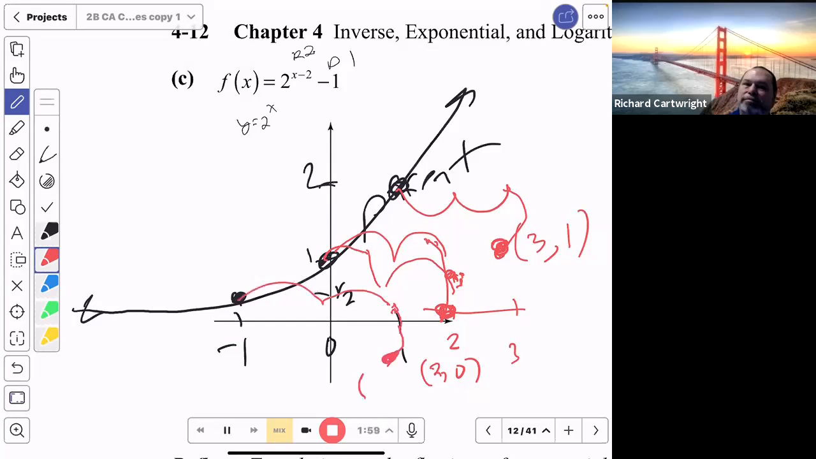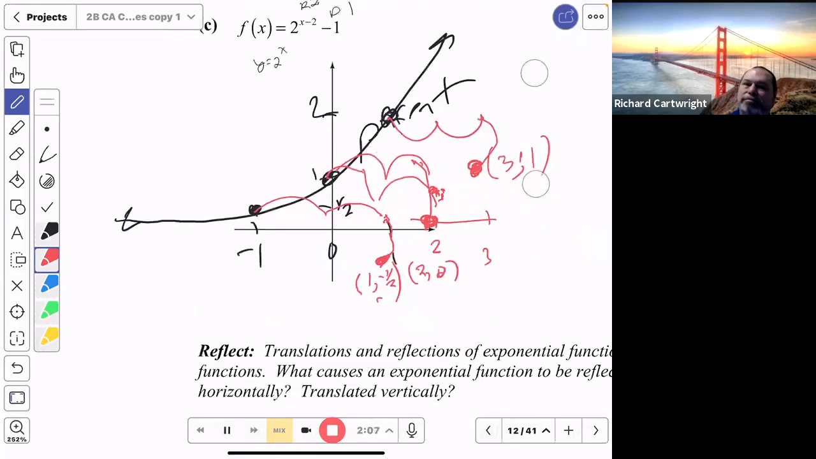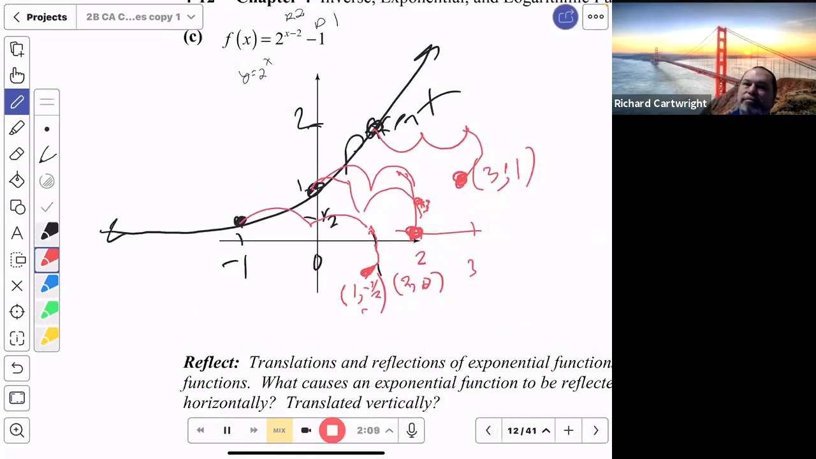That's now a (1, negative 1/2). So I got my 3 new points, but I also want to share something with you. When you move the exponential up or down, this is the parent function's horizontal asymptote. It also has to go down 1. So it goes down to a negative 1. So my new asymptote is down here.